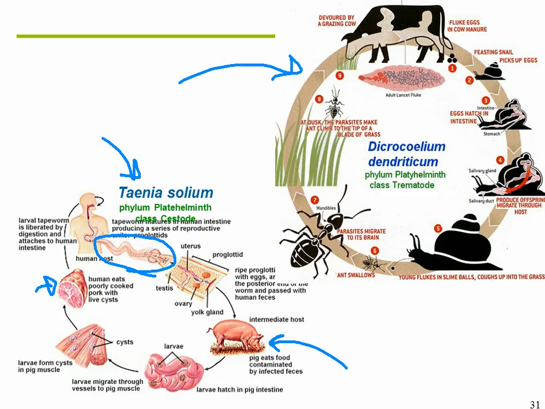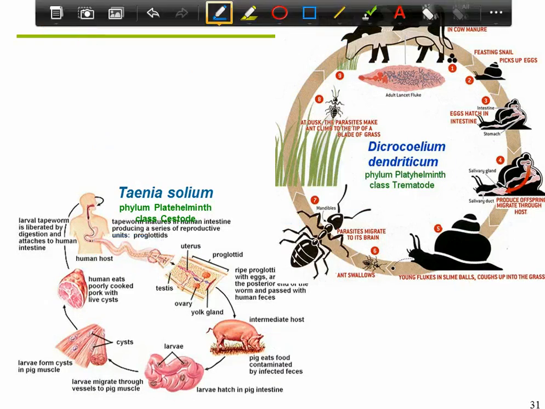This is Dicrocoelium over here. It's not a human pathogen, but it is in cows. Look at all the hosts. You got a cow host, you got a snail host, you got an ant host. Really fascinating life cycle. You might take a look at it. It's very cool. It causes the ants to move up on grass so they can be eaten by a cow.